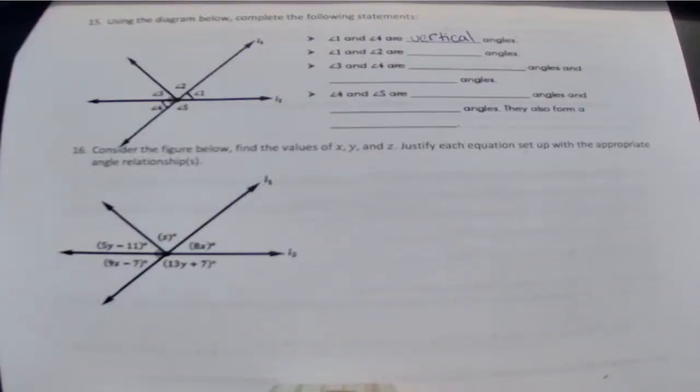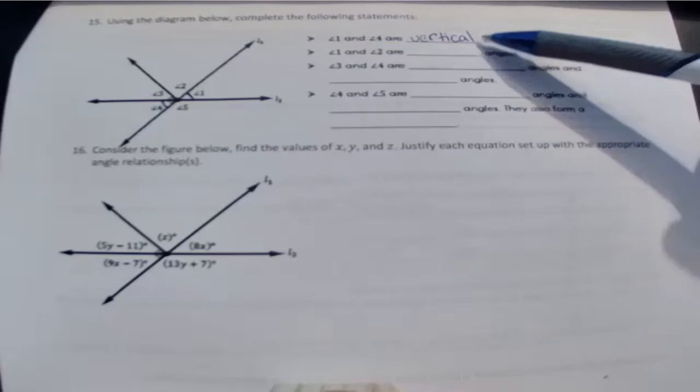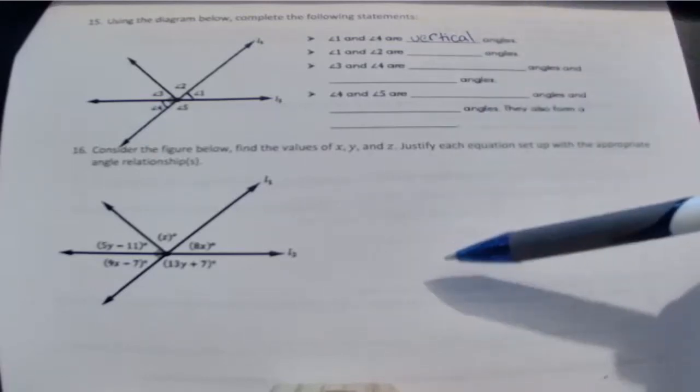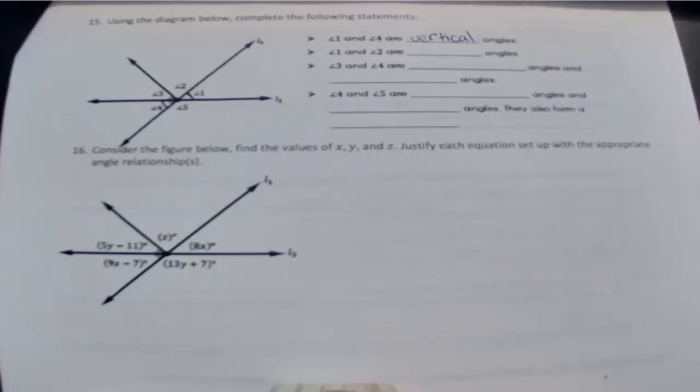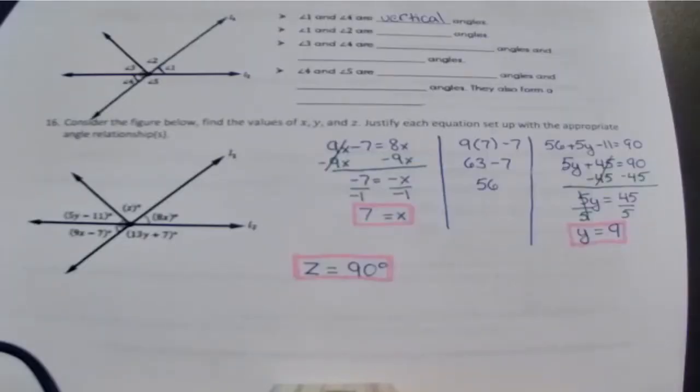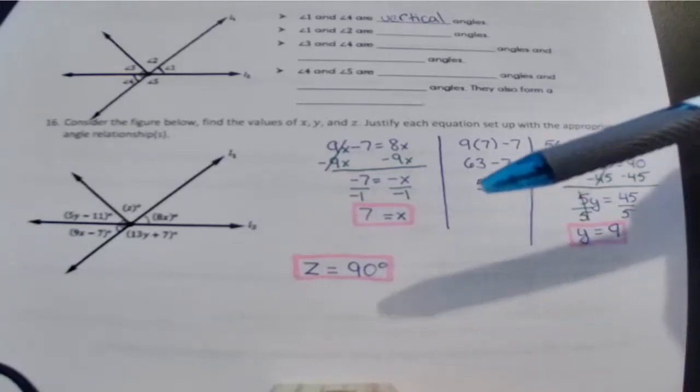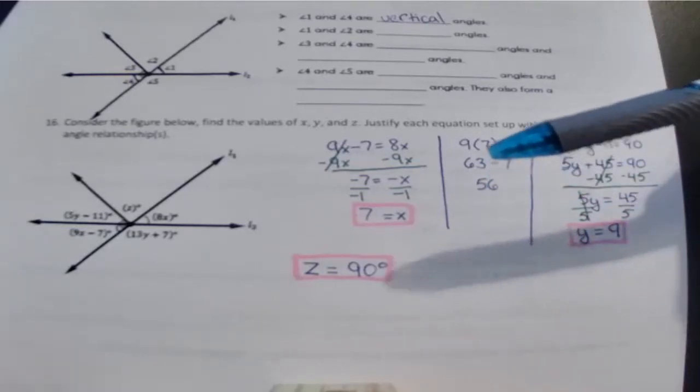So the next problem that I will do with you is number 16. So the problem before with the vertical angles, that's going to help us with this one. So I'll do a little bit of movie magic. Wow. Alright, so now all the work is here. I will go over how I got each of my answers.